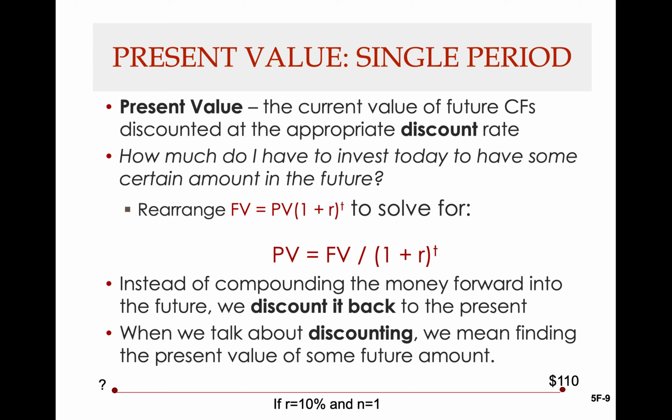So when we would like to know what the present value is, we are essentially doing the discounting. So initially when we knew the present value and we would like to know the future value, we were doing what was known as compounding. Now, since we know the future value and we would like to know the present value, we will be doing discounting, or we are discounting back our future amount to today's dollars. So again, when we talk about discounting, we mean finding the present value of some future amount.